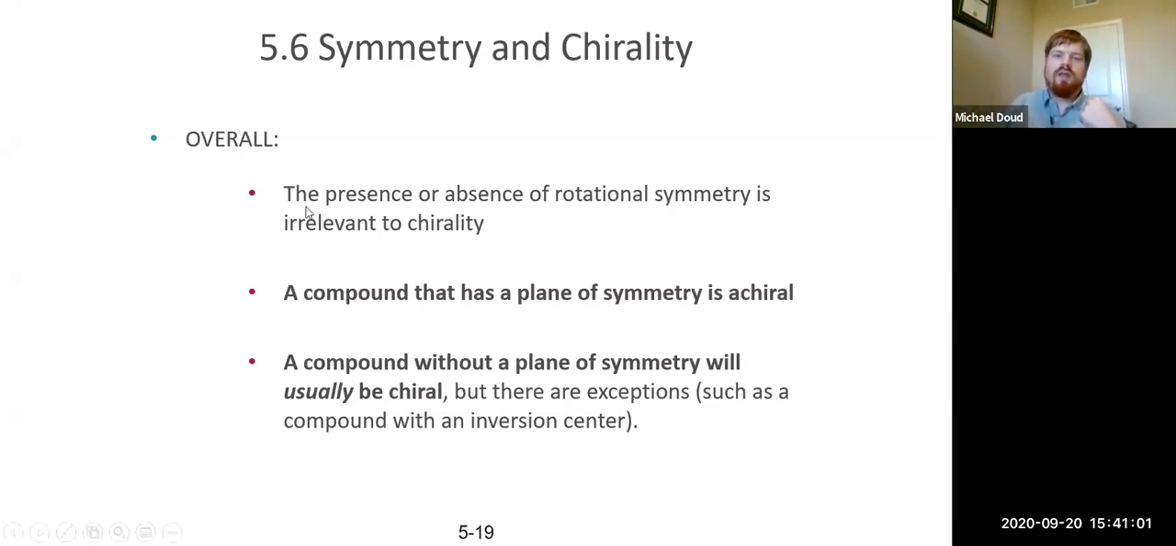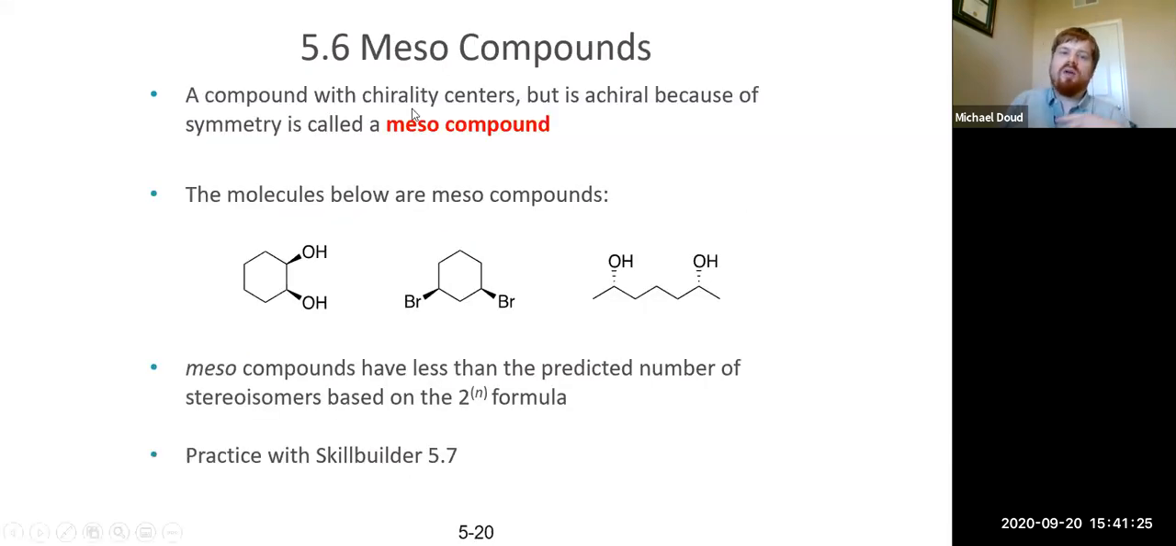Okay, so here we go. Remember that rotational symmetry is not important to chirality. If you have a compound that has a plane of symmetry, that's achiral. And a compound that has a chiral carbon without a plane of symmetry is usually chiral, except for certain other symmetries like an inversion center. So that's a kind of minor point. Now, if you have a compound that has chiral centers but is achiral because of that symmetry, this is what we call a meso compound. These down here are all meso compounds.